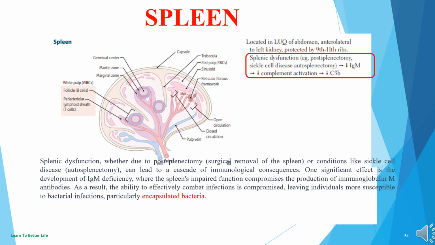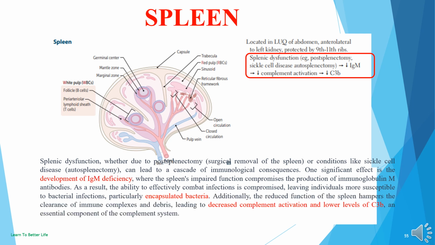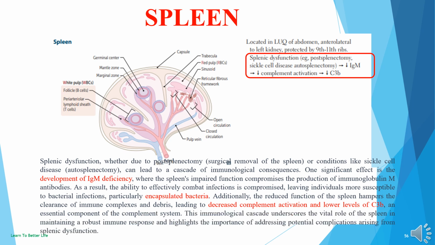encapsulated bacteria. Additionally, the reduced function of the spleen hampers the clearance of immune complexes and debris, leading to decreased complement activation and lower levels of C3b, an essential component of the complement system. This immunological cascade underscores the vital role of the spleen in maintaining a robust immune response and highlights the importance of addressing potential complications arising from splenic dysfunction.